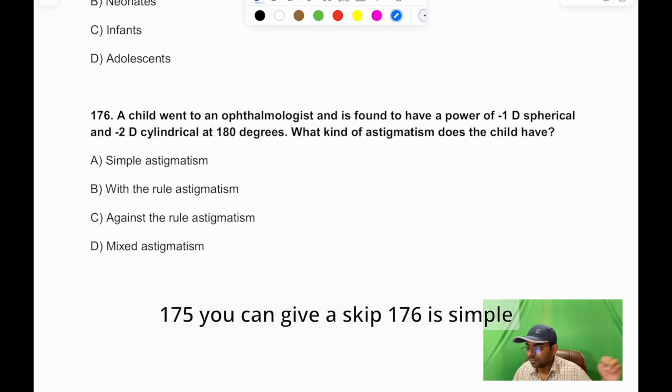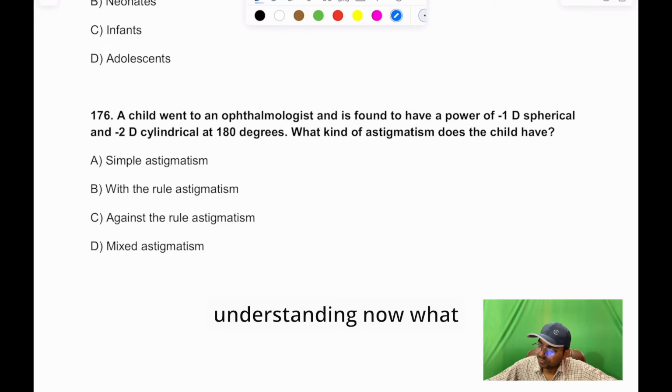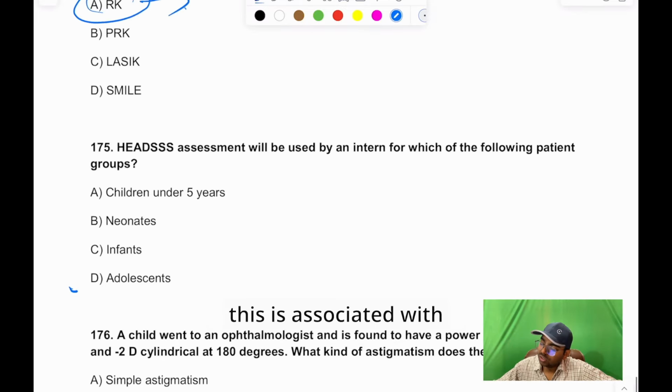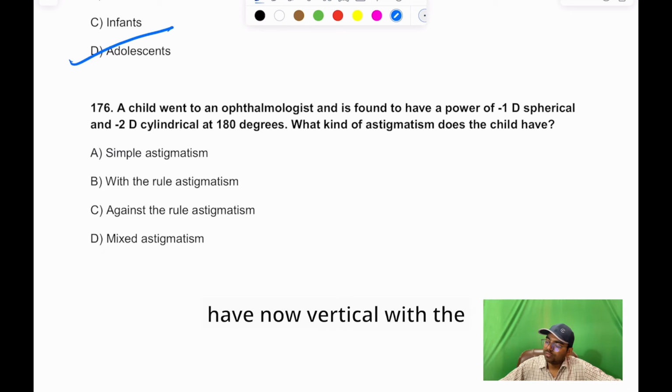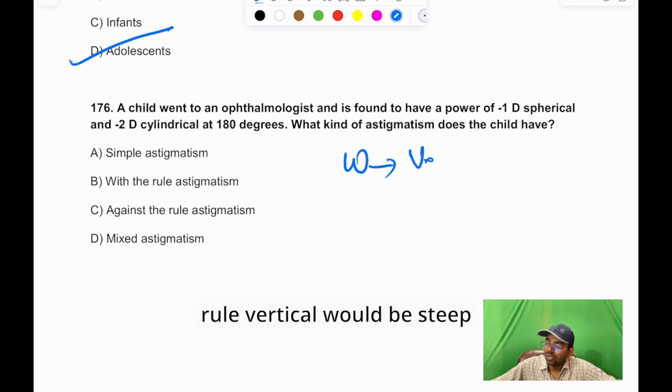176 is a simple understanding question. Head is associated with adolescents. What kind of astigmatism does the child have? Now vertical, with the rule, vertical would be steep.